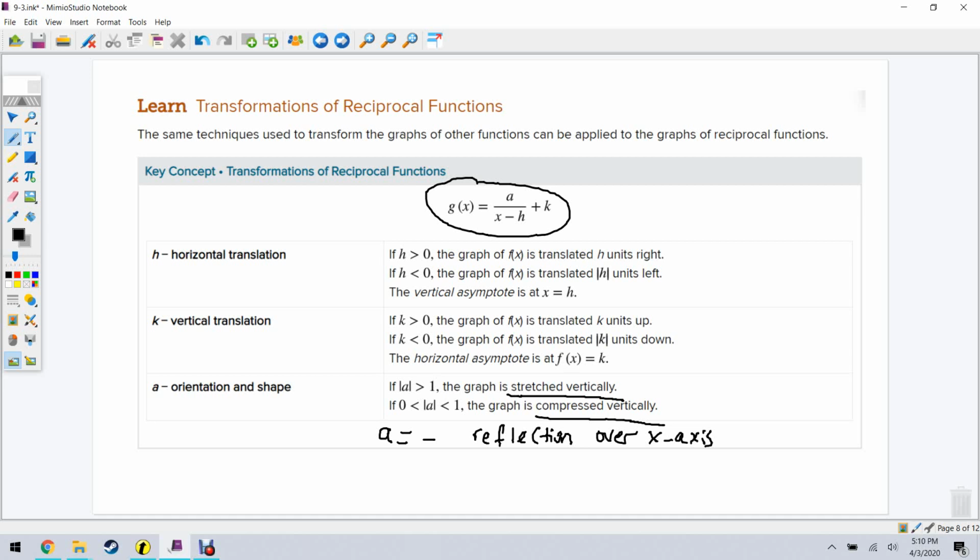So basically, stretch is what? You know how we have the graphs? This is our graph, right? If that A is bigger and bigger, the branches will be farther away from each other more and more. But if it's a number between 0 and 1, it's going to be compressed. That means the branches are getting close to each other. That's the deal.